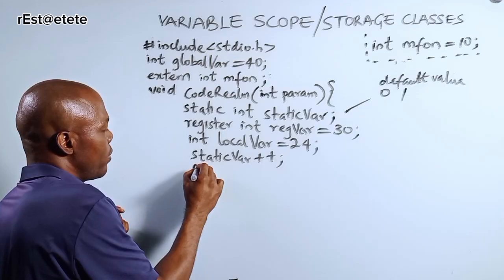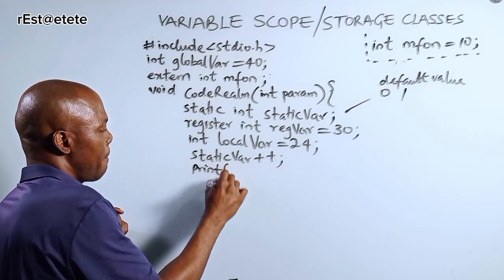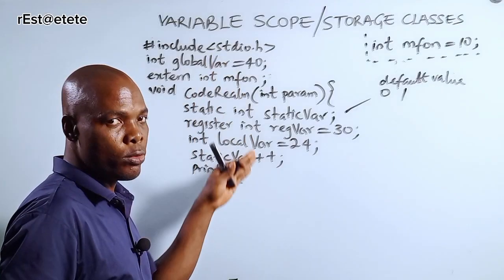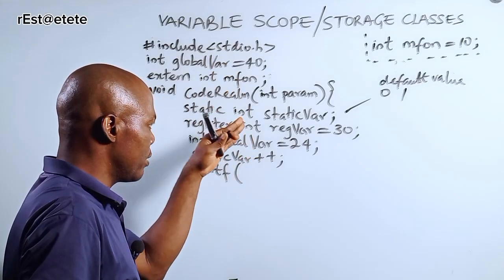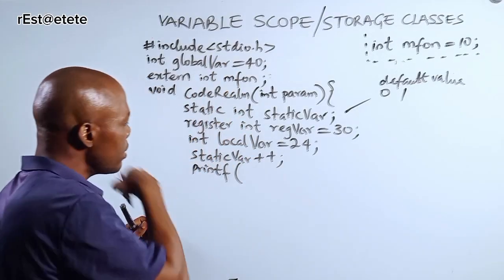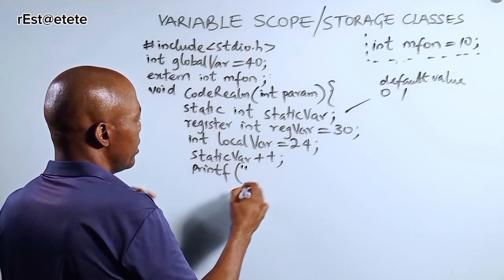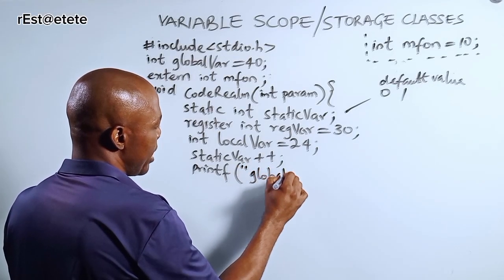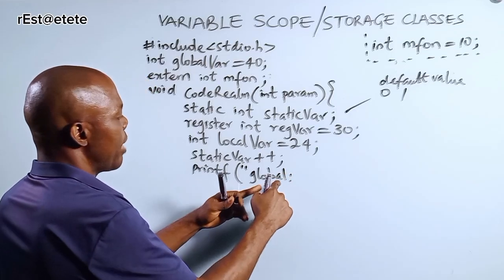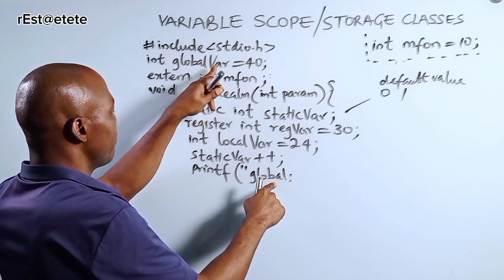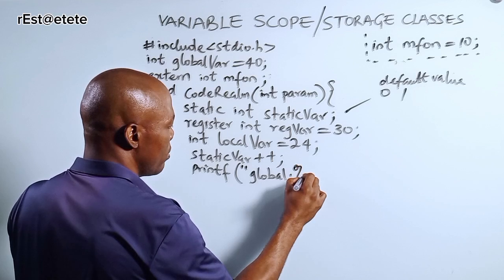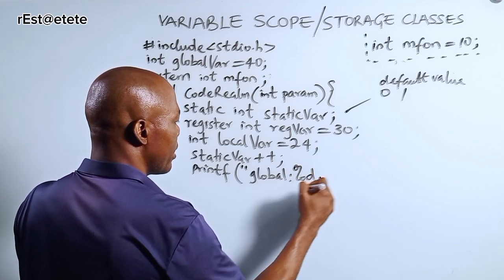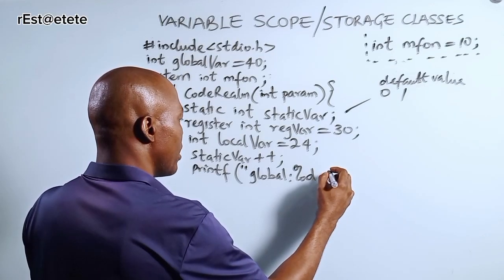I will now call my printf function, and I'm going to print out, I want to see all the values of each of these variables. So here I will do this, then I will say global. So this is a string literal I'm supplying here, global. So I want to print out the value of this global variable. So I will give my format specifier to hold it. Then I will do this.